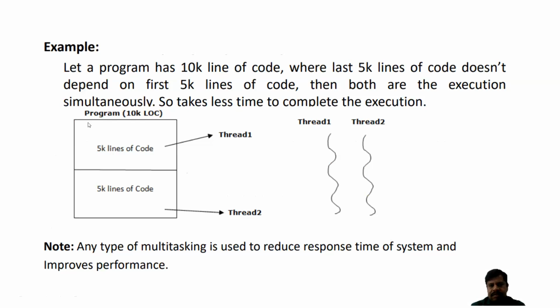See, this is the original program containing 10K lines of code, and it is divided into two parts. The first part is 5K lines of code, that is 5,000 lines, and the next part is the other 5,000 lines of code. We call the first portion thread 1 and the second portion thread 2. Now thread 1 and thread 2 can be executed simultaneously, which is known as multi-threading. Any type of multitasking is used to reduce the response time of the system and improve the performance of the system.